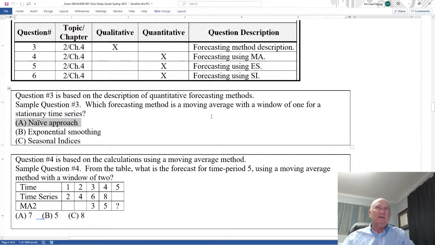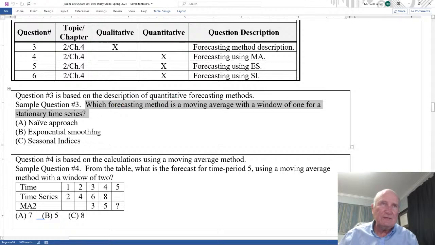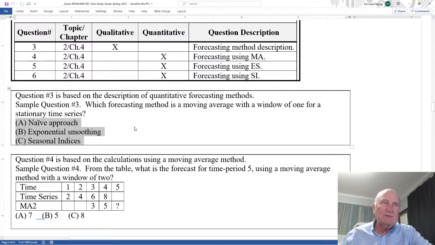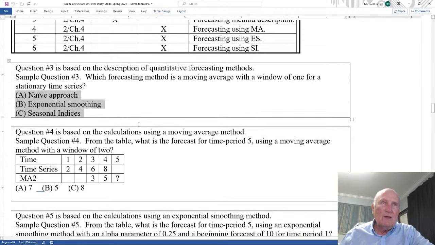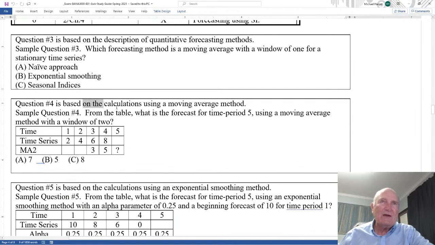That's the forecasting method. On this one, I will give you a description, much like this, and then I'll ask which one of these forecasting methods that description applies to. I have exponential smoothing, seasonal indexes, moving average, and regression. Okay, question 4 is based on calculations using a moving average method. So here you do mathematics.